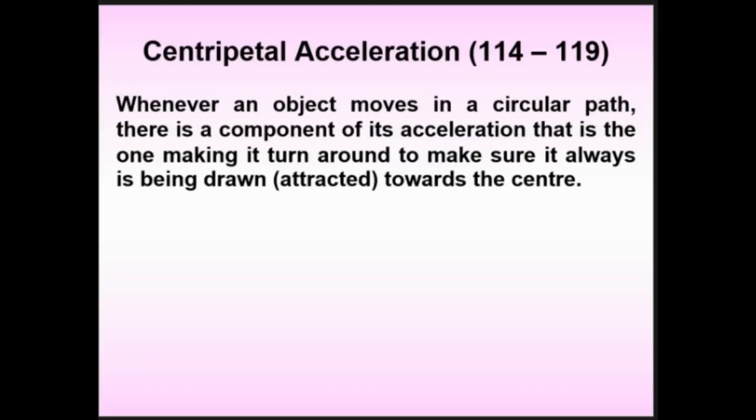So whenever an object moves in a circular path, it's not Newton's first law. It has to be Newton's second law. What's the form of Newton's second law? F net equals m a. So there's got to be an acceleration. One component of its acceleration, the one making it turn around, is always pulling it inside. When you want to turn in a circle, you're always going inward, as if you're trying to spiral but you never make it to the center. You're always being pulled in.